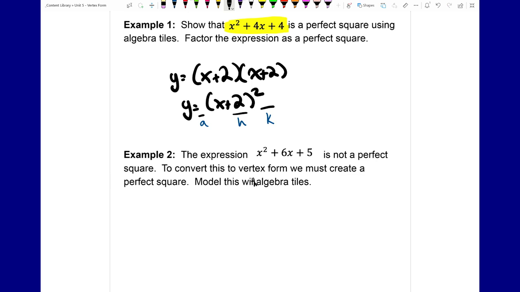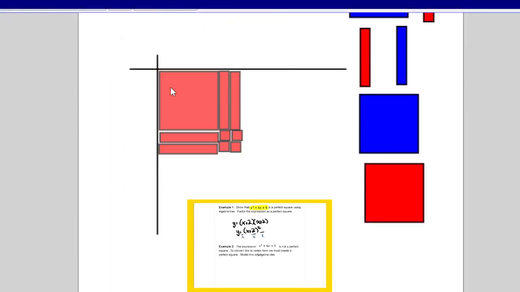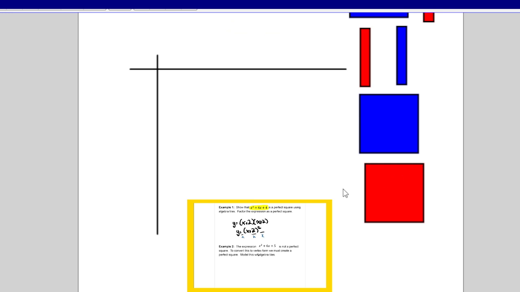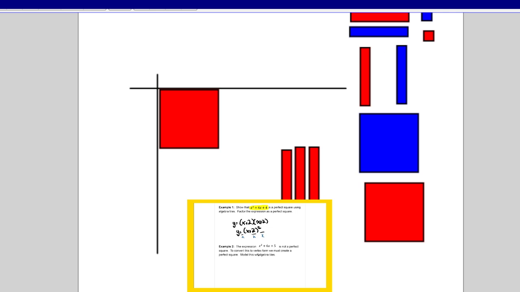How are we going to convert this into a perfect square trinomial, or a perfect square? So let's go back to our shapes here. I'm going to get rid of these shapes and pull out the shapes that I need. So I need an x squared. I need 6 x's. So 1, 2, 3. Because it's even, I'm probably going to have 3 that are the other way. 1, 2, 3. And then plus 5. 1, 2, 3, 4, 5.